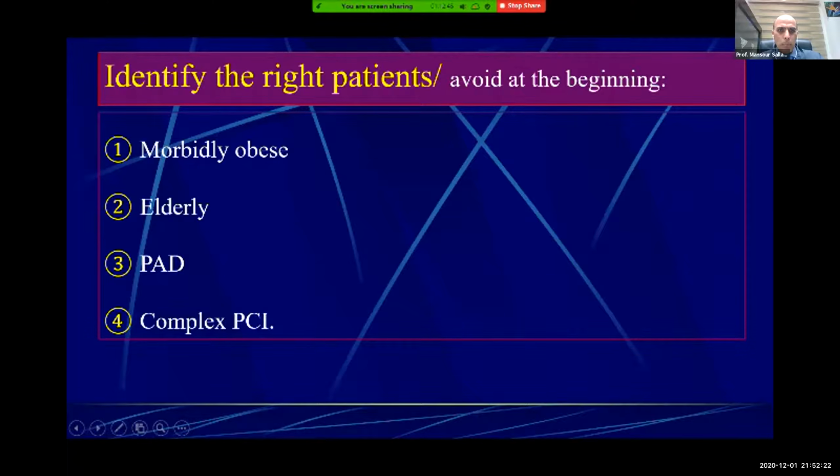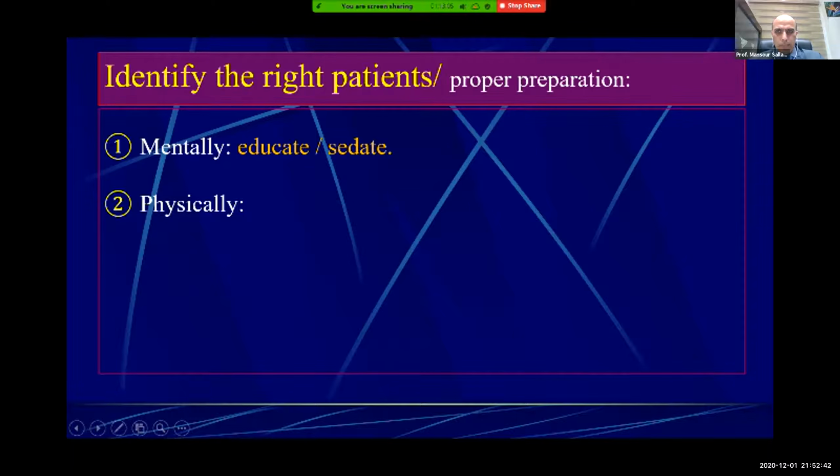At the beginning of your course, at the beginning of your experience, you have to avoid morbidly obese patients. You have to avoid elderly patients because of the subclavian tortuosity that we discussed earlier. Peripheral arterial disease will also be associated with extensive coronary artery disease or extensive vascular disease along the course of the radial artery. You have to avoid complex PCI at the beginning.